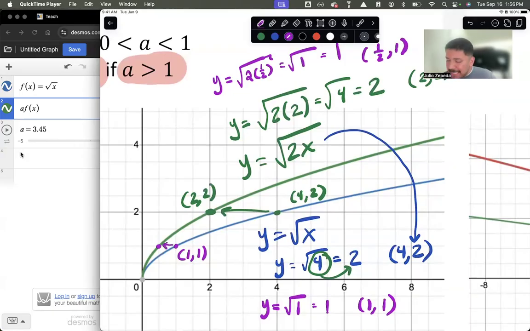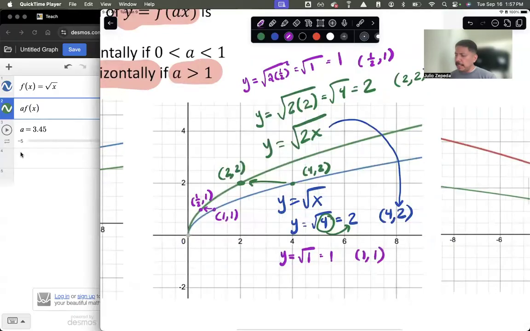So notice that the x values, when we put a 2 inside of the function, that 2 requires the x values to all be half of their size as before to produce the same y values. So if you want the y values to stay the same, you're going to need to use an x value of half of its size.